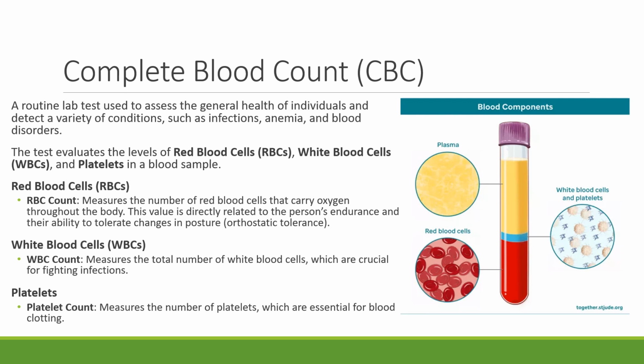Red blood cell count measures the number of red blood cells that carry oxygen throughout the body. This value is directly related to the person's endurance and their ability to tolerate changes in posture, also known as orthostatic hypotension.